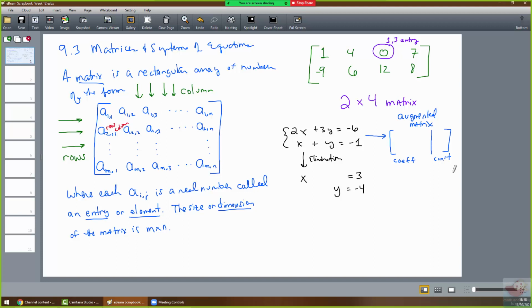So instead of the equation 2x plus 3y equals -6, we can now write the row 2, 3, -6. And likewise, instead of the equation x plus y equals -1, we can write the row 1, 1, -1. The benefit to matrices is we don't have to write the variables anymore. As long as we keep things in the right position, meaning x coefficients go in the x column, y coefficients go in the y column, constants go in the constant column, we don't have to worry about the actual variable itself until the very, very end of the problem.